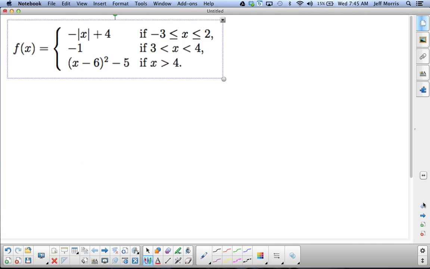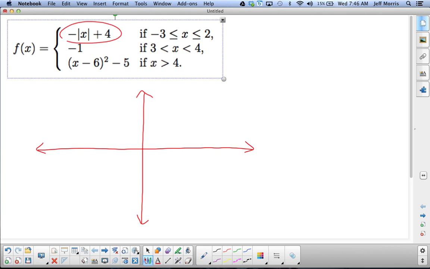The second piecewise function I put in Moodle was this one. And I'm going to go ahead and, again, get a coordinate plane. And I'll start with the first piece, which is an upside down V shifted up 4. Now, this is kind of weird. We haven't done anything like this, way harder than what we typically have done. And I want to graph it from -3 to 2.